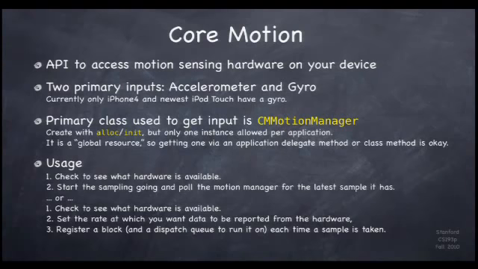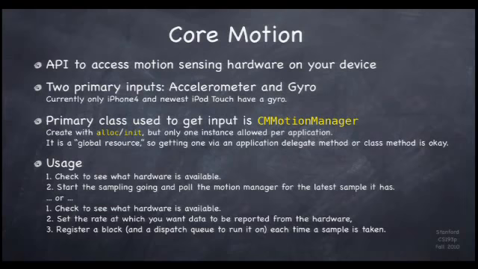You have this core motion manager, and you have one or two different mechanisms for using it. One is you check to see what hardware is available, especially to see if it has a gyro, if you're going to try and use that. And then you just start the sampling going and you poll the motion manager for the current state of the accelerometer or the gyro. So that's kind of a polling model. And again, this is very analogous to what core location does for location sensing.